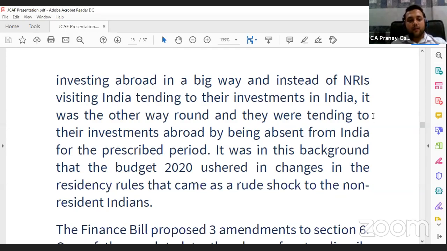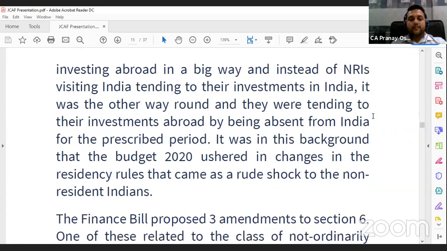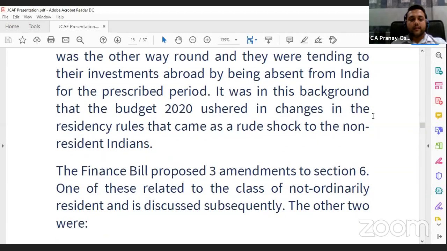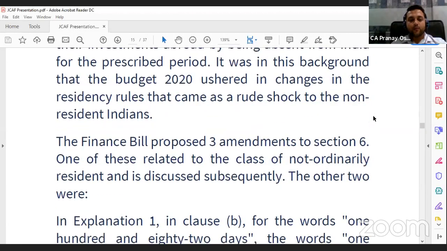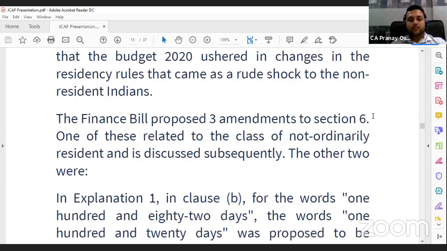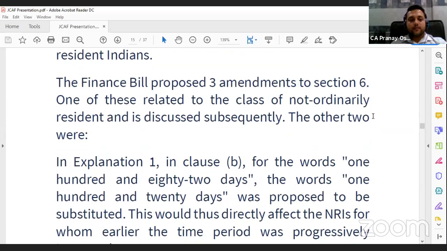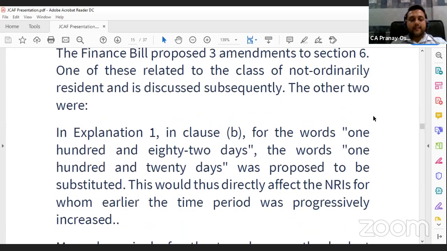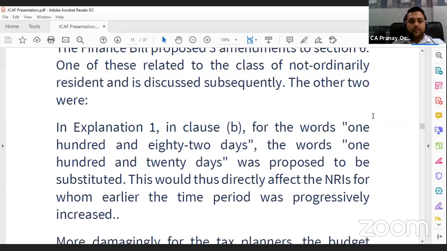It was in this background that the Budget 2020 urged changes in the residency rules, which came as a rude shock to non-resident Indians. The finance bill proposed three amendments to section 6. One of these related to the class of not ordinarily resident and is discussed subsequently. The other two were in explanation 1 to clause B, where the words 182 days were proposed to be substituted.